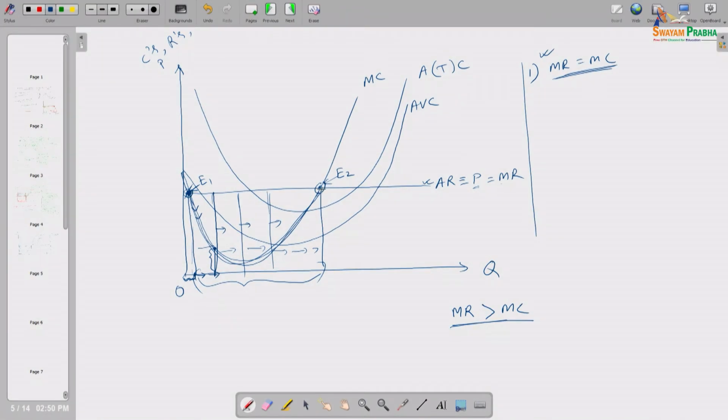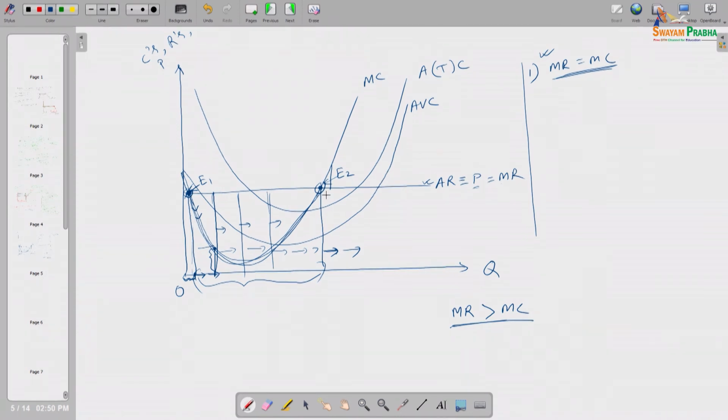So, the producer should not stop production at the E1 point; rather, he should produce until the E2 point. Why not go beyond E2? Look here: at the E2 point, MR and MC are the same. If you increase production further, MC exceeds MR, and that will definitely pull down your profit, because marginal cost is exceeding your marginal revenue.